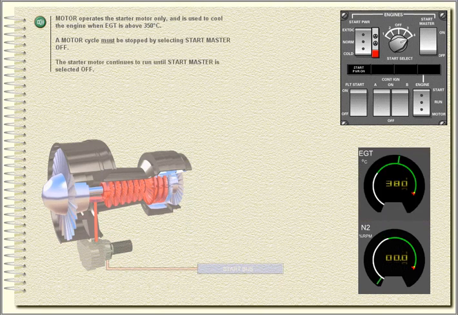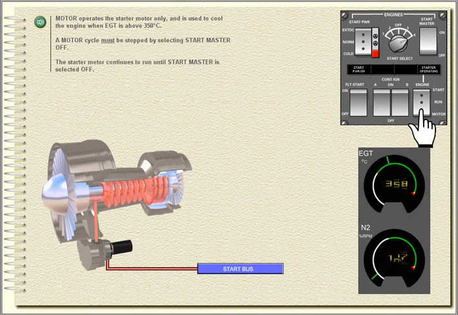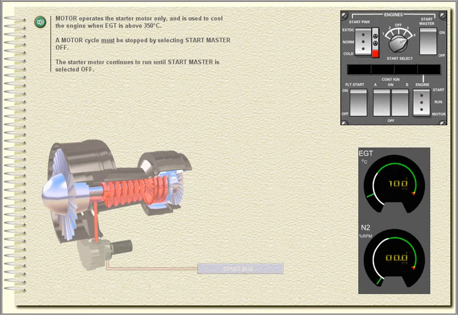Motor operates the starter motor only and is used to cool the engine when EGT is above 350 degrees C. A motor cycle must be stopped by selecting Start Master off. The starter motor continues to run until Start Master is selected off.